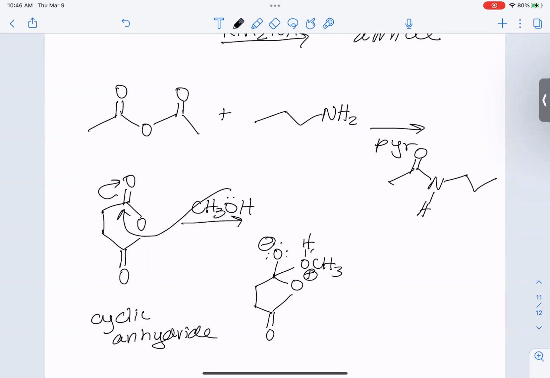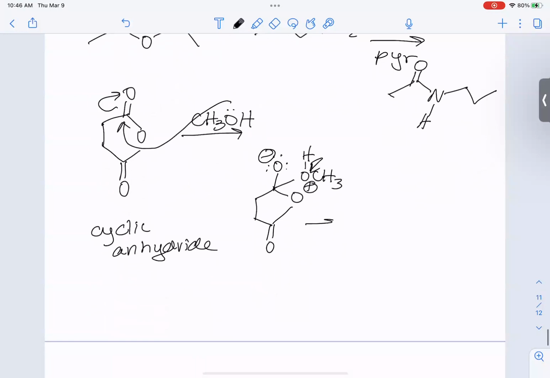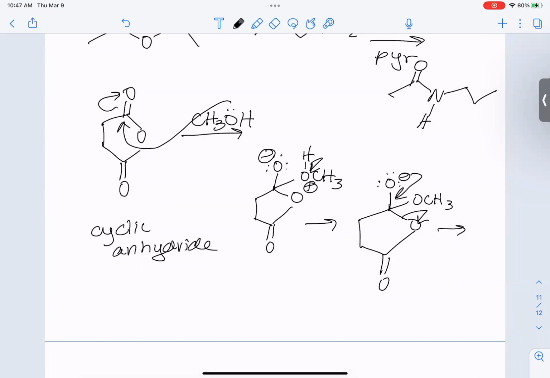Right, so we can deprotonate that oxygen. Now our leaving group can leave, so the electrons can come down. The leaving group is the carboxylate. So that opens up, so that you'll have an ester on one end of the molecule, right?